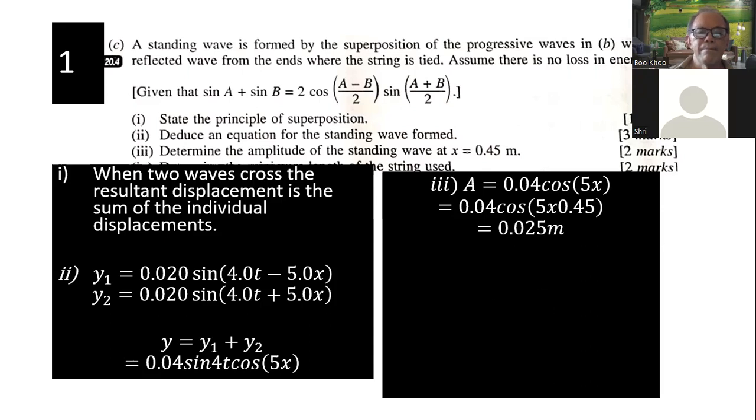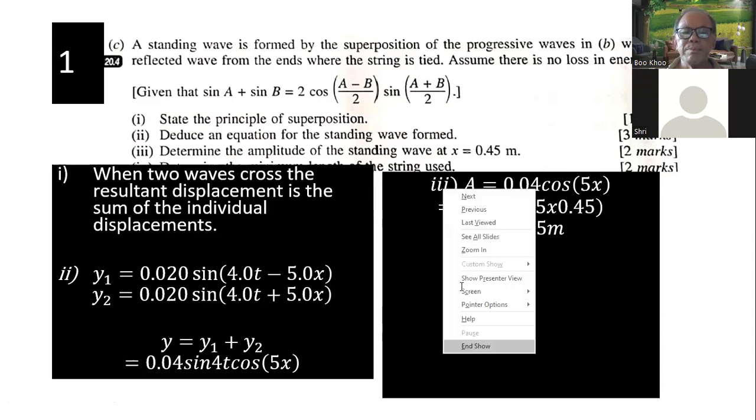Teacher, this is when t equals 0, right? Don't bother about the t. T is not the amplitude. T is how the amplitude changes with time, so forget about that. You get 0.040 cos 5x. Then put in x; this must be in radian, not in degree. Put 0.45 inside there. Can or not? Can. Then the last part you should be able to do.